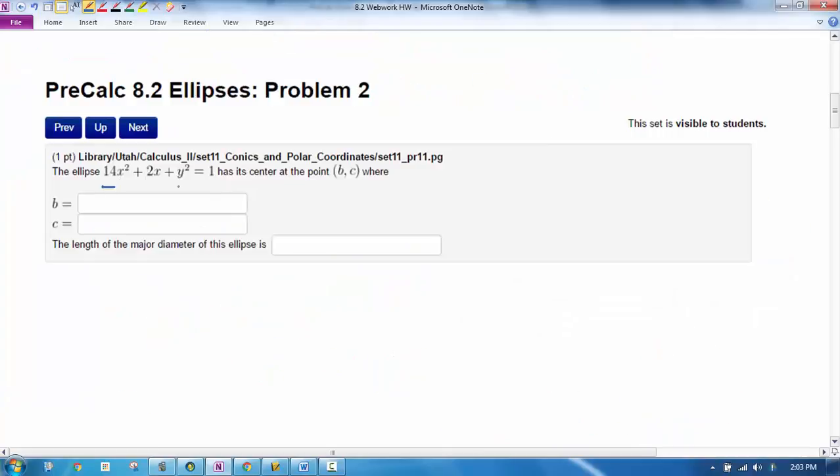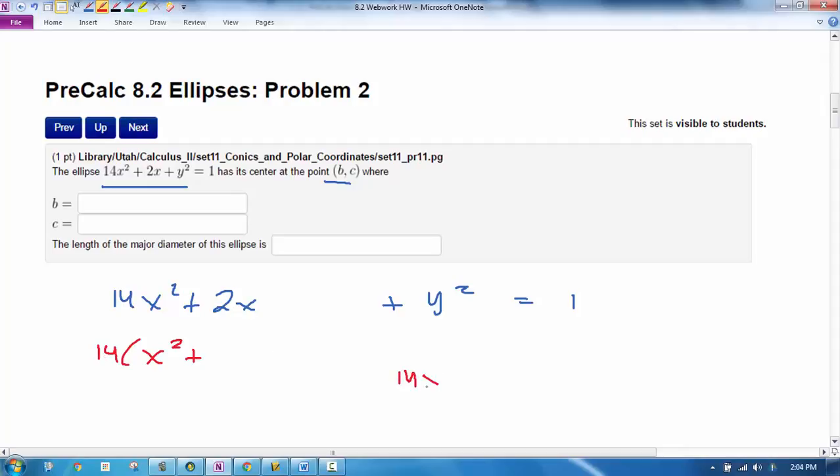Okay, and the next question gives us an ellipse. It wants to know the center and the length of the major diameter, or the major axis. Once again, we're going to have to complete the square on this. So we have 14x squared plus 2x, and then we have plus y squared equals 1. So to complete the square on this, first of all, I'm going to pull out a 14 because I needed my a to be 1. If I do that, then the question is, what does this become? So I need to multiply 14 by something in order to get 2. So that's 1/7. So this is going to be 14 times x squared plus 1/7 x, plus y squared equals 1.